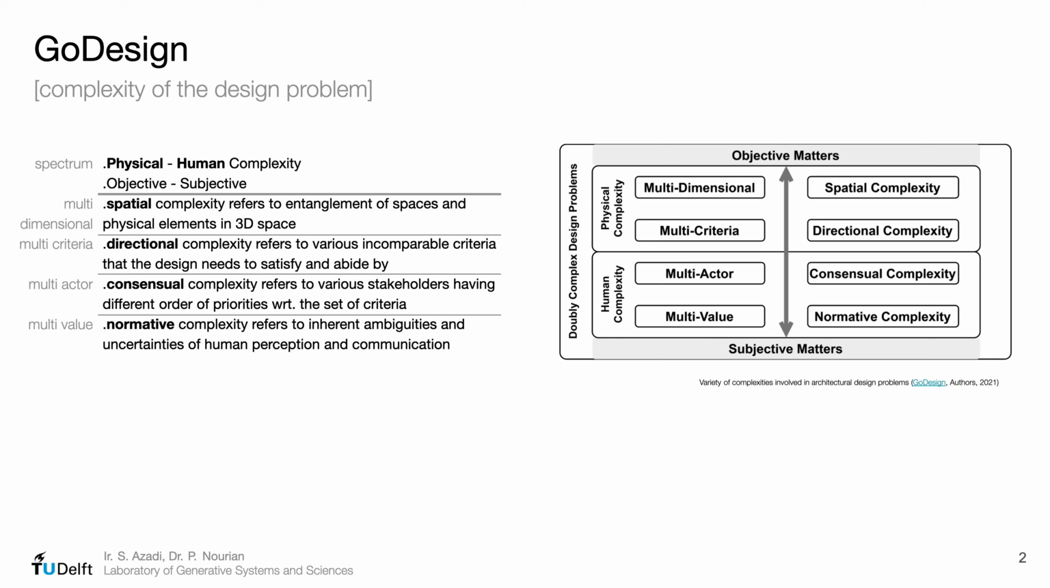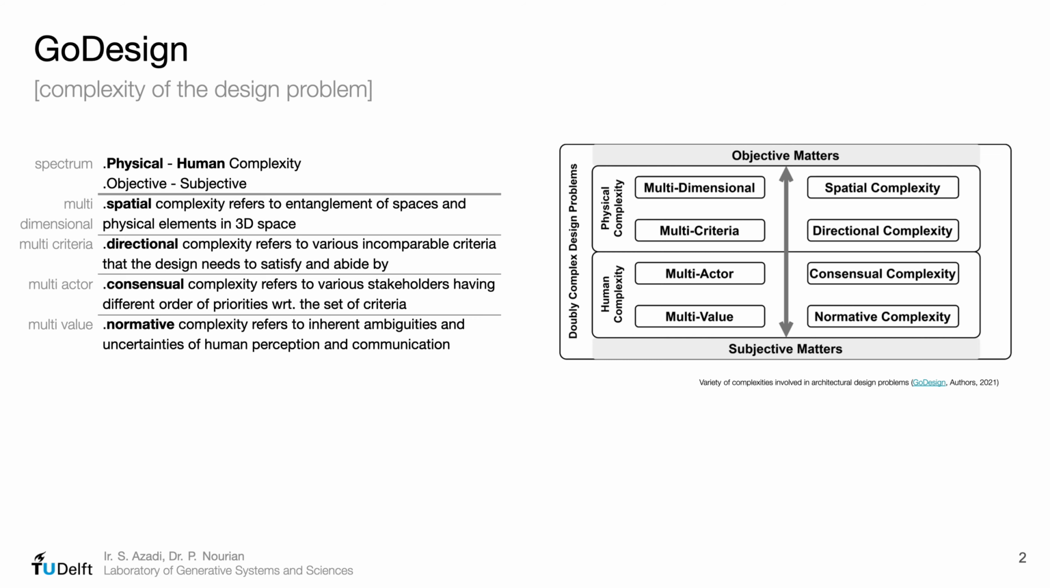The most concrete and tangible complexity in the design process is multidimensional or spatial complexity, which refers to the difficulty that arises from entanglement of spaces and physical elements in 3D space. Next is multi-criteria or directional complexity, which refers to the difficulty of satisfying and abiding by various criteria simultaneously in the design process. Next, multi-actor or consensual complexity refers to stakeholders' conflict of interest that arises from their differences in their priorities. Finally, multi-value or normative complexity, which engulfs the difficulties that arise from uncertainties and ambiguities in human perception and communication.